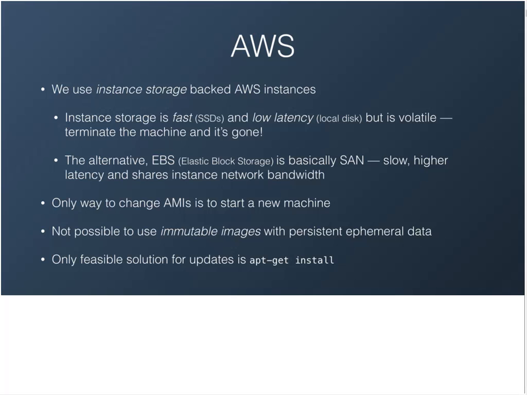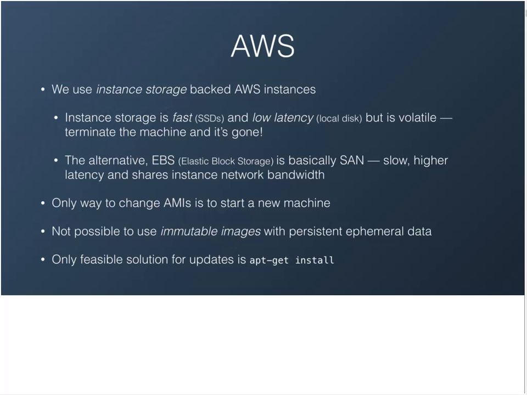On AWS, we use instance storage-backed AWS instances, and instance storage is basically an ephemeral disk that's attached to the instance. We use it because it's insanely fast. These days, it's all powered by solid-state drives. And you also get extremely low latency because the disk itself is attached directly to the hypervisor, I suppose. They don't really go into the details about that, but you get extremely low latency. But the problem with these is that it's volatile, right? If you terminate the machine or anything like that, the data on that disk is gone.